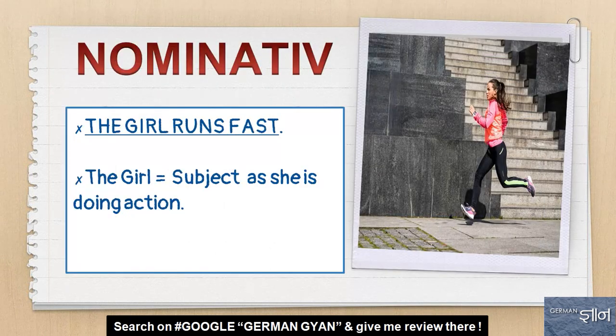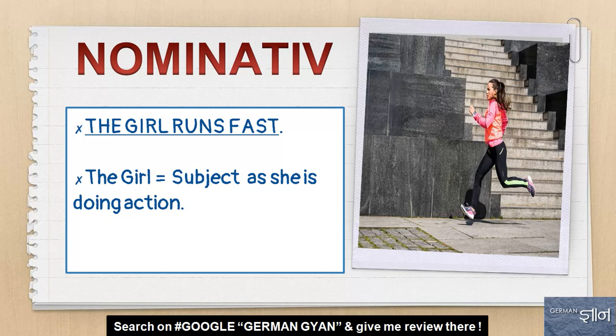So let's go. So nominative. What is nominative? First, I am telling you everything in English. The subject of the sentence is doing the action. In German, it is called nominative. So this is the first example for nominative.